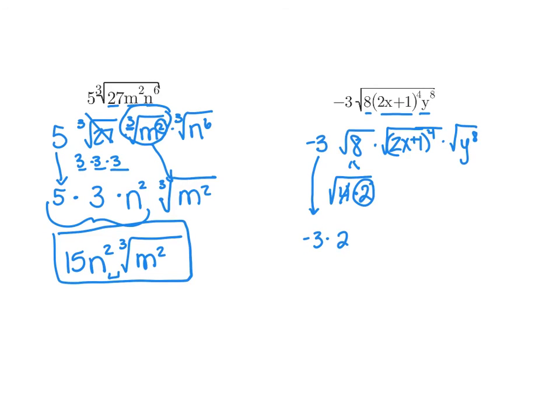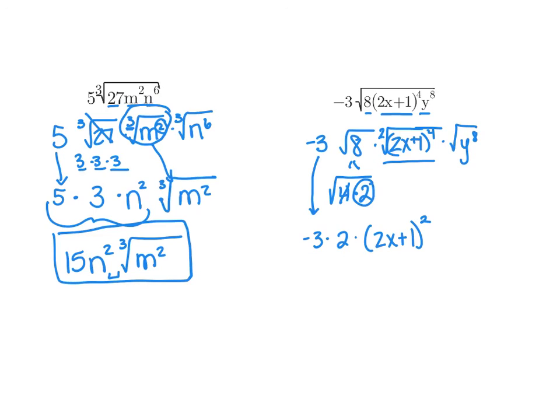For our next factor, we have the square root of 2x plus 1 to the 4th. So again, you have 4 2x plus 1s, all being multiplied together in a row. You're making them in groups of 2. How many times does 2 go into 4 evenly? Twice. And we're just going to leave it in parentheses.